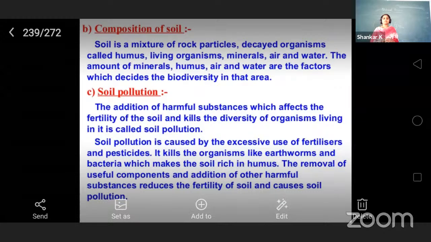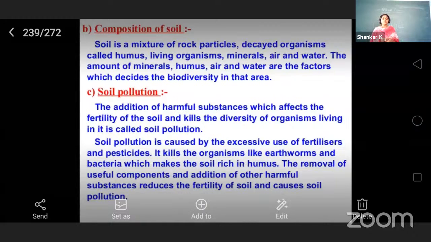The organisms living in the soil are also killed by these harmful substances. Soil pollution is caused by the excessive use of fertilizers and pesticides. Pesticides we spray on the plants to reduce the insects which damage them, and fertilizers we use for the soil. So these may cause soil pollution.